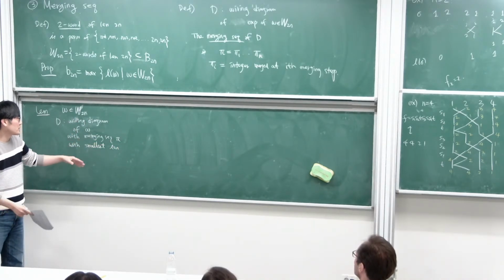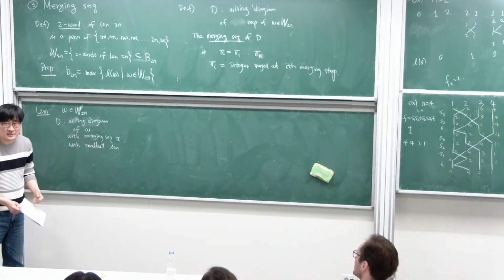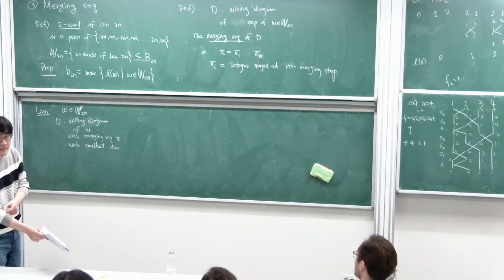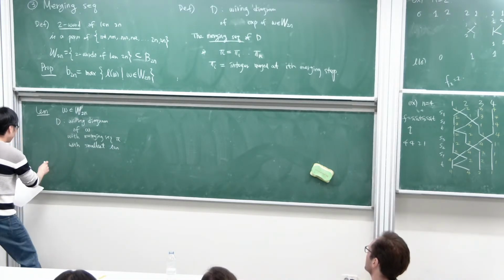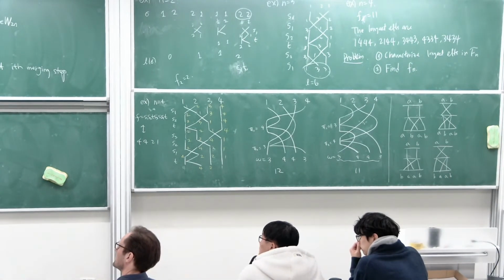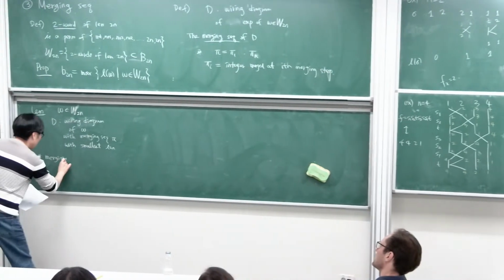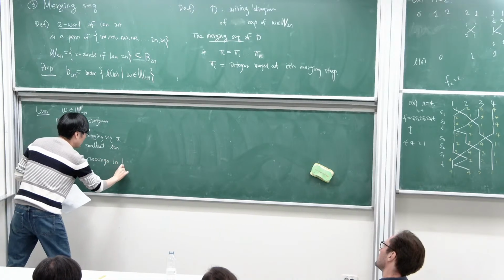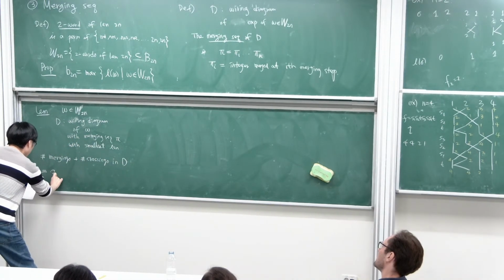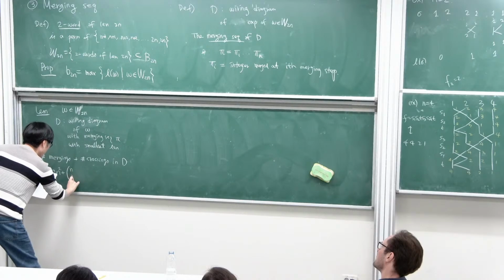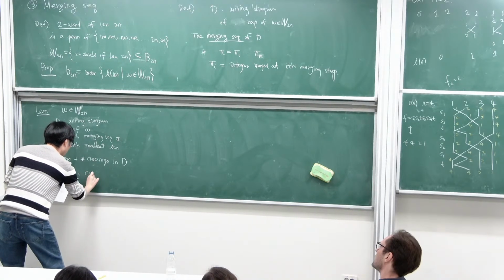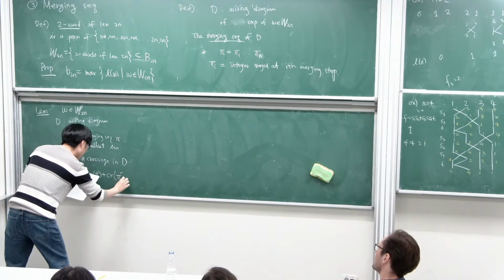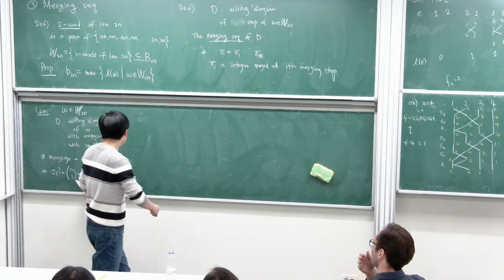Fix this and then consider the wiring diagram with the smallest possible number of mergings plus crossings. Okay, just like that. Then the number of mergings plus the number of crossings in D can be written in this way: 2n squared plus n choose 2 plus crossing of pi inverse, or reverse, w. I'm going to explain what this means.